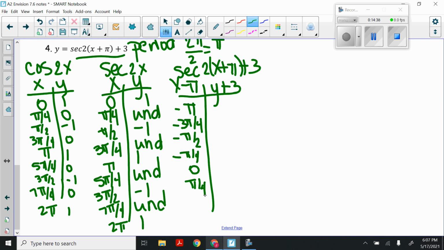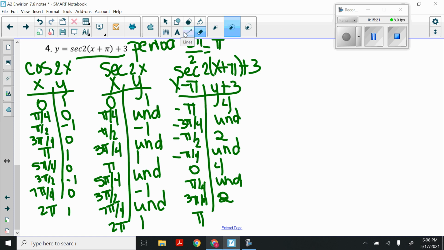I wanted to keep going. 7 pi over 4 minus pi puts me at 3 pi over 4. 2 pi minus pi puts me at pi. 1 plus 3 puts me up here at 4. Undefineds are still going to be undefined. Negative 1 plus 3 puts me at 2. This is still undefined. 1 plus 3 puts me at 4. Undefined. Negative 1 plus 3 puts me at 2. I think I got off a little bit. 1, 2, 3, 4, 5, 6, 7.